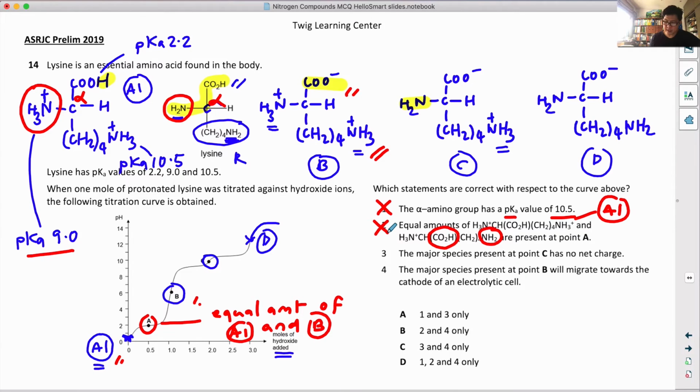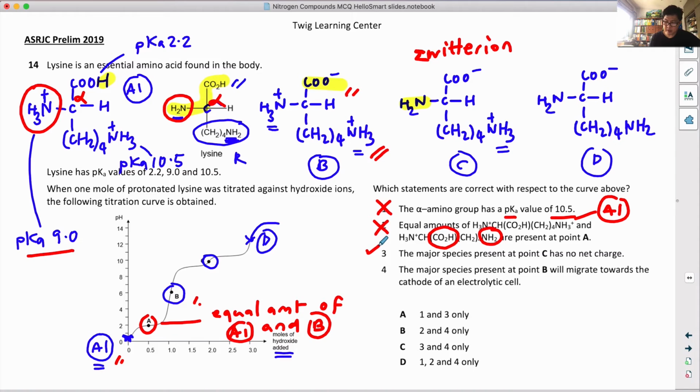The major species present at point C has no net charge. So let's look at point C. Point C is your zwitterion. That's right. So it seems that this one doesn't have any net charge. So the answer is definitely correct for point C.